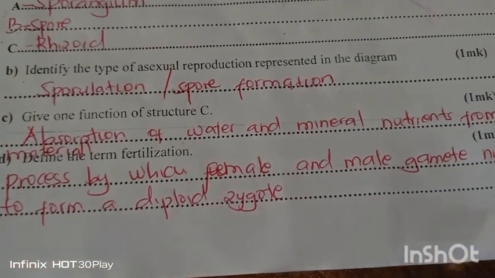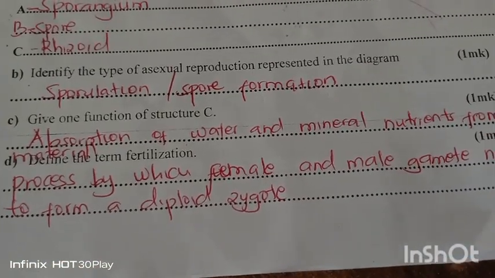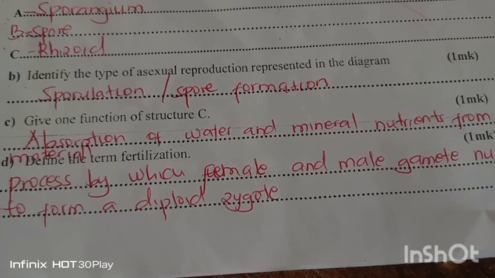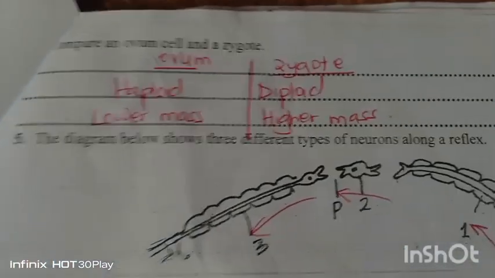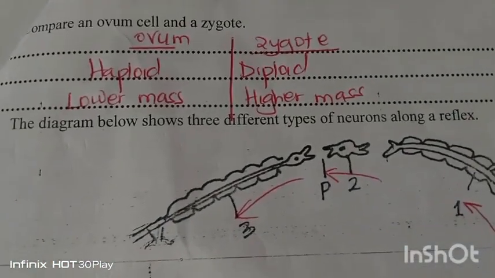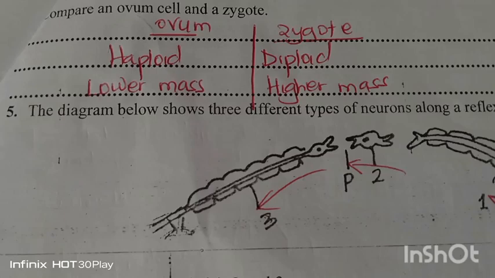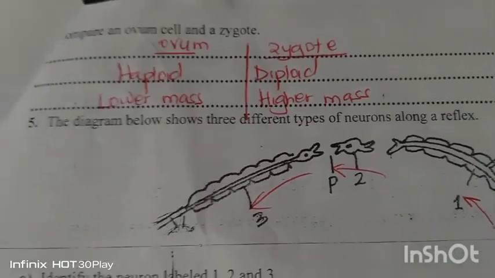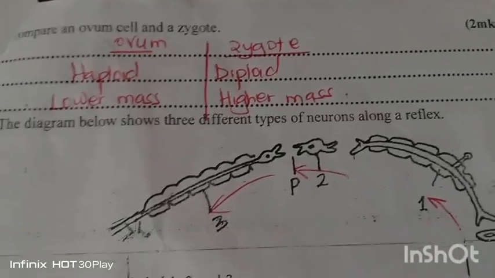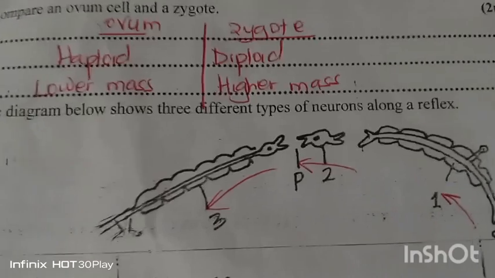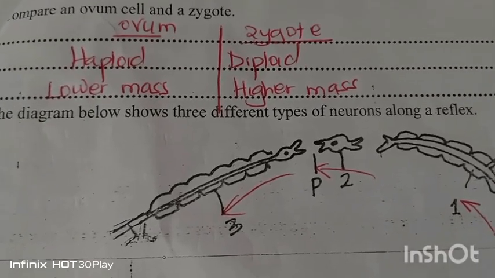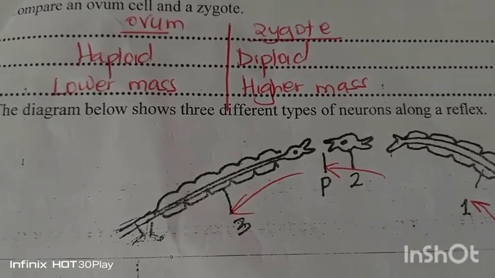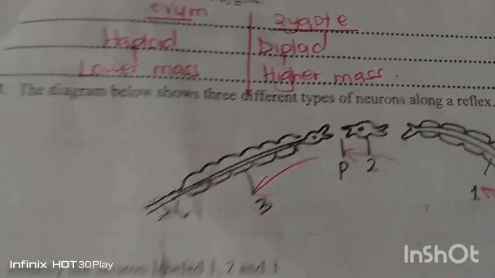Define the term fertilization. It is the process by which the male and female gamete fuse to form a diploid zygote. Compare an ovum and a zygote. An ovum is haploid. It has half the number of chromosomes. A zygote is diploid. It has twice the number of chromosomes as an ovum. An ovum has lower mass, a zygote has a higher mass.